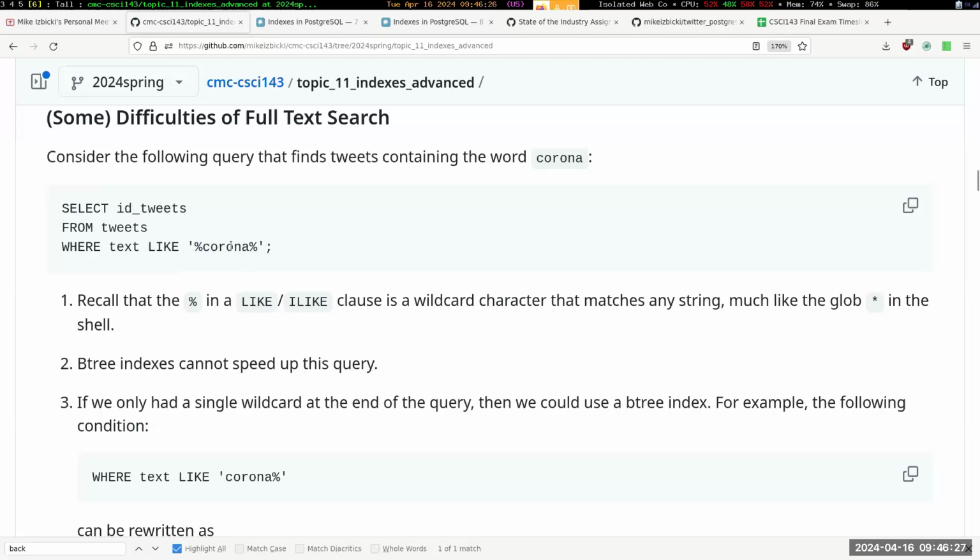And it doesn't even have to be just the word corona; coronavirus would also match this. Any tweet that contains this text anywhere inside of it will match it. And it turns out that B trees cannot speed up a query like this.